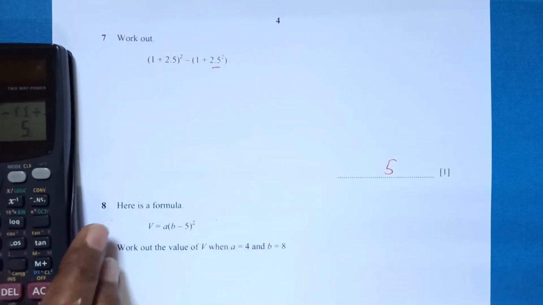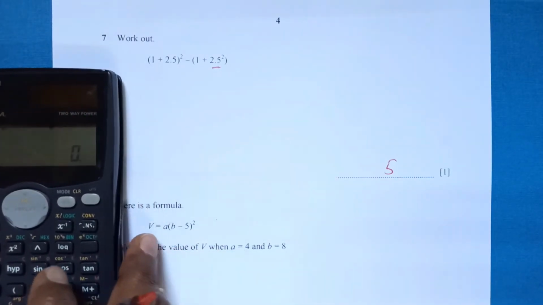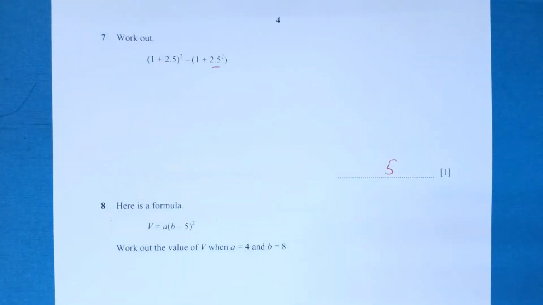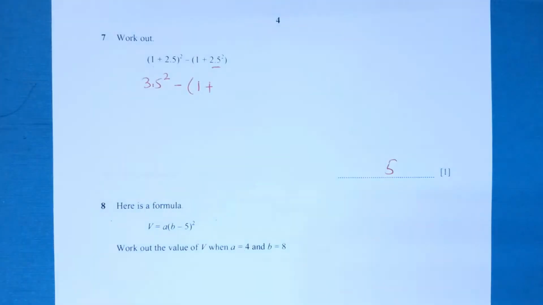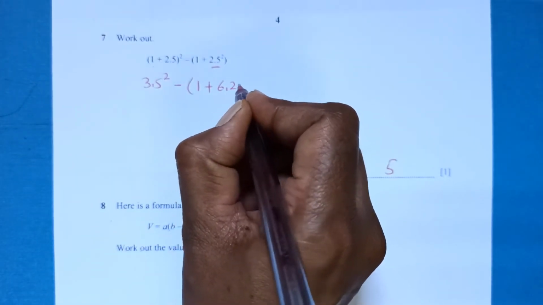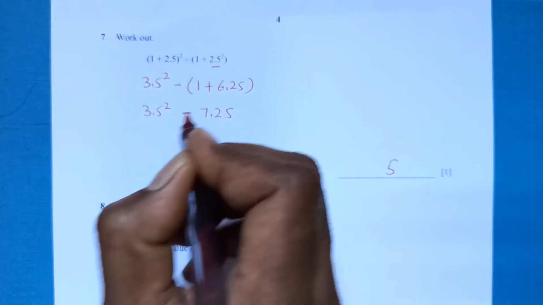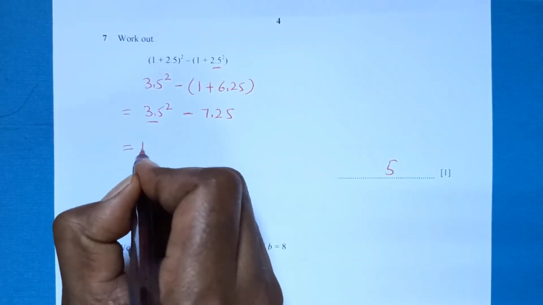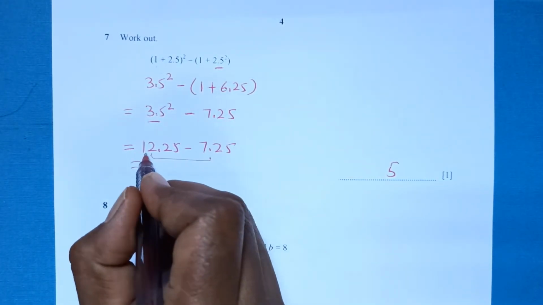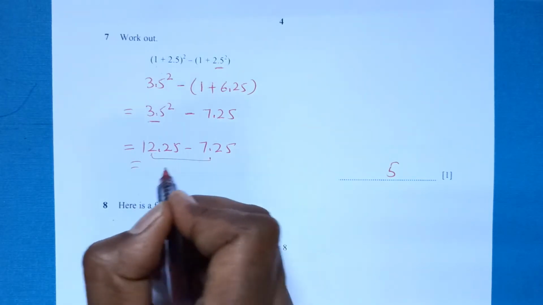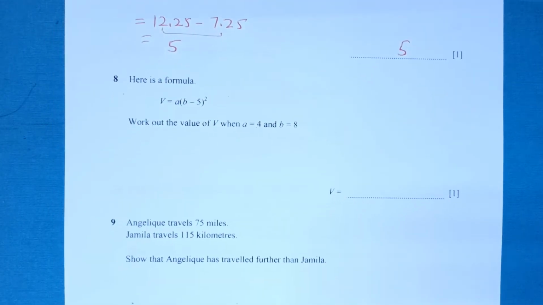Or if you are not comfortable doing all the calculations directly, do it step by step. This is 1 plus 2.5, so it will be 3.5 squared, minus 1 plus 2.5 times 2.5, which is 6.25. So this is 3.5 squared minus 7.25. 3.5 squared is 12.25 minus 7.25. When you subtract these two, 12 minus 7 is 5. So you can do it in any of the ways that I have shown you here.